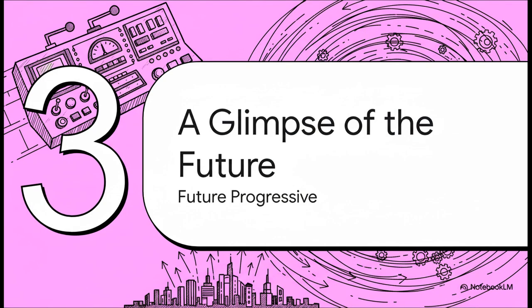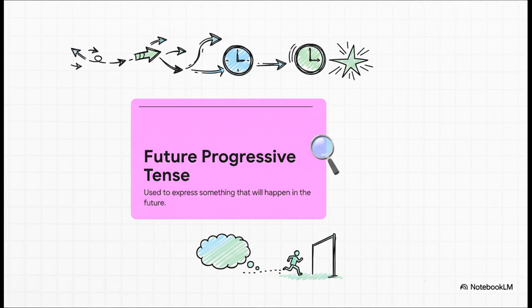All right, time to adjust the dial on our time machine and jump forward. We've looked back, so now let's take a little glimpse into the future. And just like its past tense cousin, the future progressive describes an ongoing action, only this time it's an action that will be happening at some specific point down the road. It lets us actually picture a future scene before it even happens.